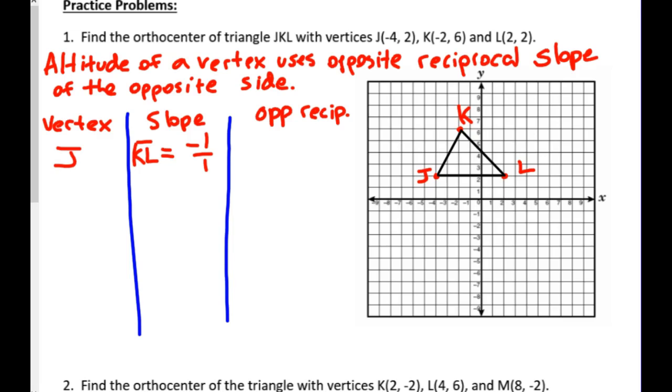So opposite of negative is positive, and then flip 1 over 1, you get, well, still 1 over 1. So positive 1 over 1 is my opposite reciprocal slope. True? Quite true.